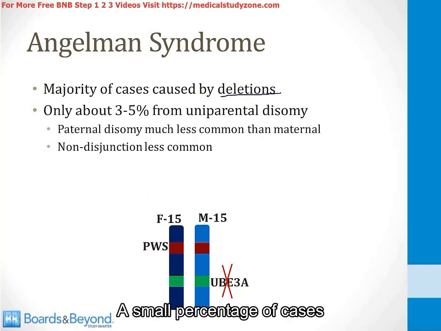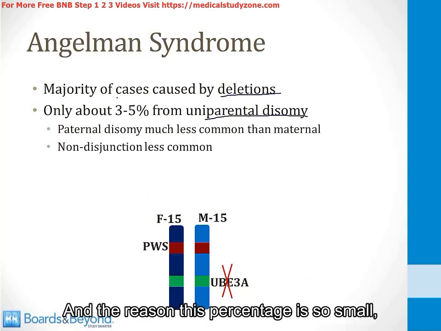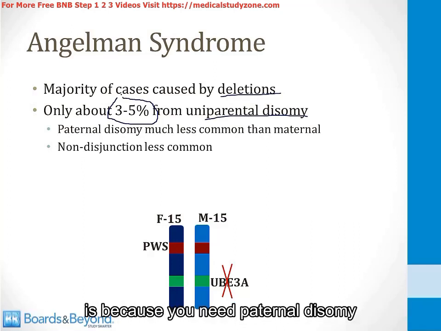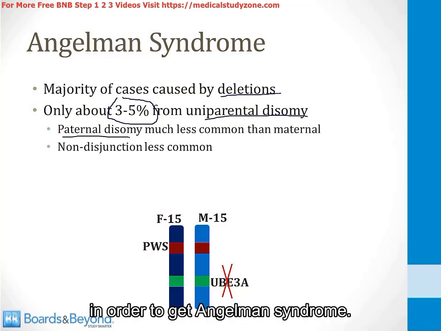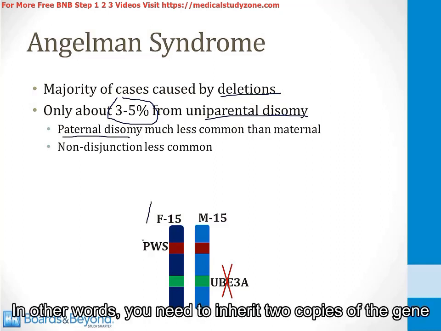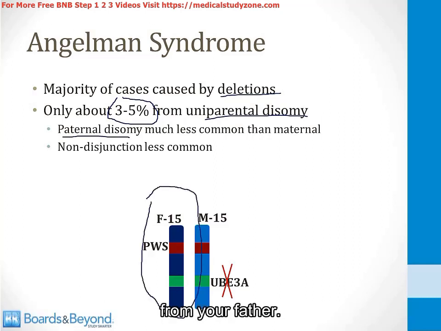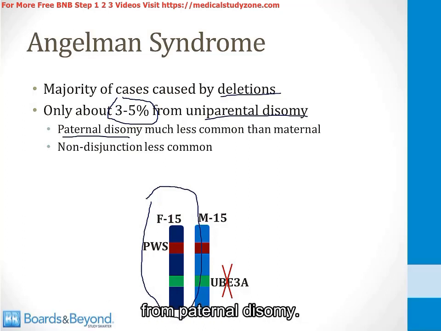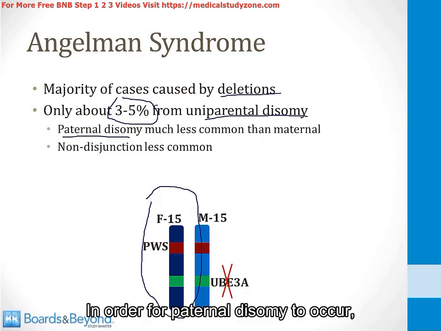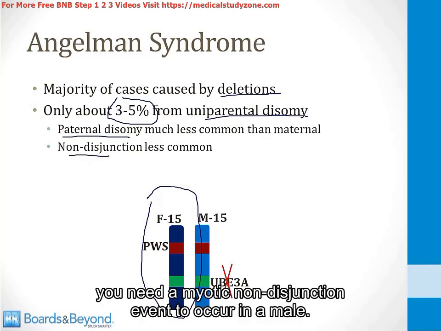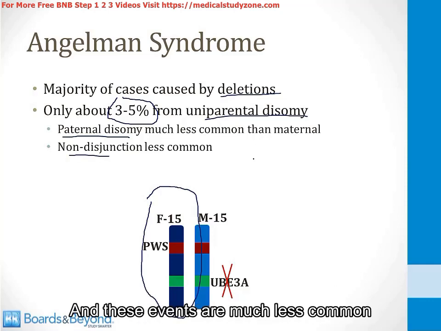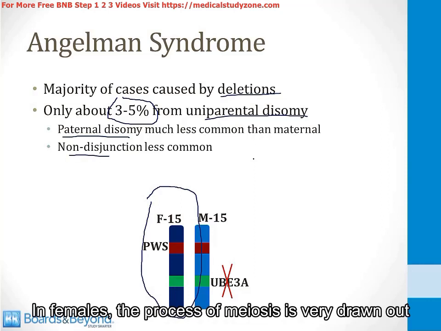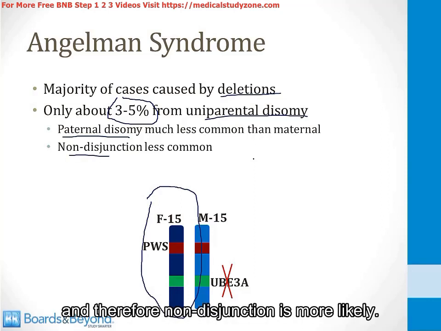A small percentage of cases are caused by uniparental disomy, and the reason this percentage is so small, much smaller than what is seen in Prader-Willi syndrome, is because you need paternal disomy in order to get Angelman syndrome. In other words, you need to inherit two copies of the gene from your father. Both genes will be inactive, and therefore you will develop Angelman syndrome from paternal disomy. In order for paternal disomy to occur, you need a meiotic non-disjunction event to occur in a male, and these events are much less common in males compared to females. In females, the process of meiosis is very drawn out, and therefore non-disjunction is more likely.